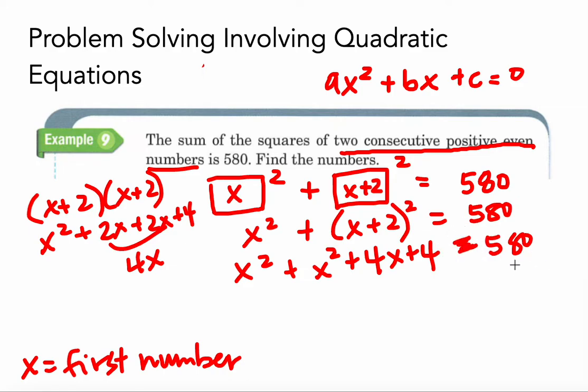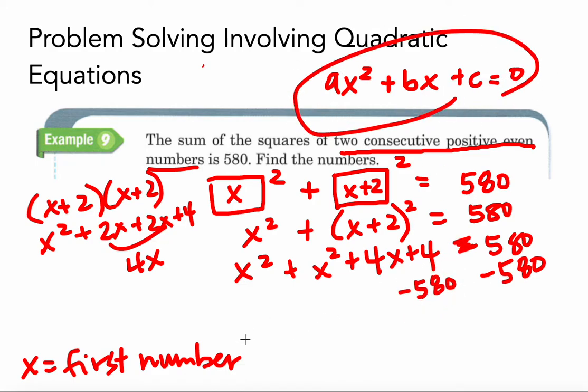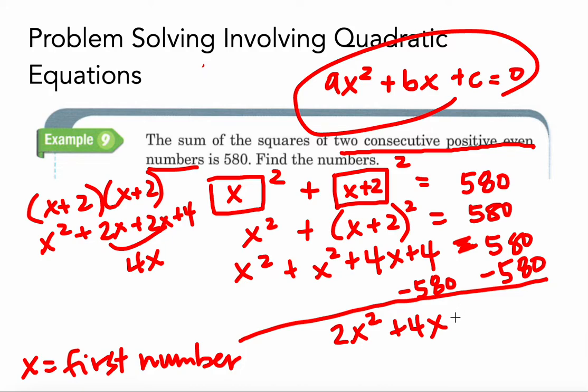I do need that 580 moved over to the other side, because remember we want it in this format right here. Ooh, these two x squares can be combined. 2x squared plus 4x, and then this cancels out to 0. This is negative 576. Is that correct? Yeah. Okay, so now I've rewritten it in the format of ax squared plus bx plus c equals 0.